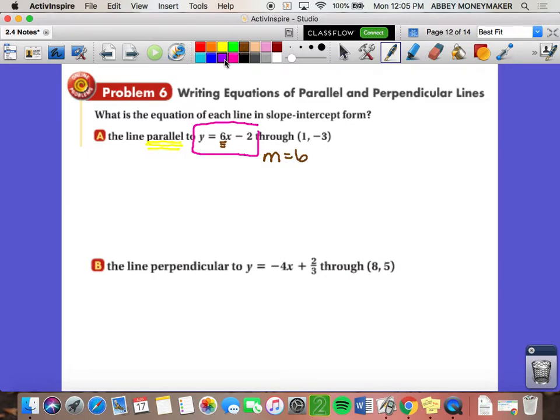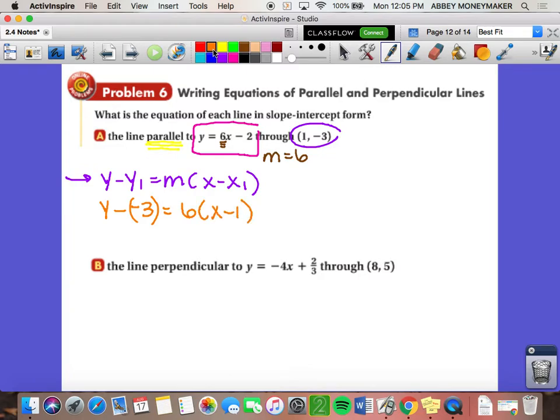So what I'm going to do now is write the new equation with this slope and this point. So if I'm going to have a point and a slope, I have to use point-slope form. y minus y1 equals m times x minus x1. How did I know to use this equation? Because of what I was given. So I'm going to say y minus negative 3 is equal to 6 times x minus 1. I'm going to change the minus negative to plus positive. So I get y plus 3 is equal to 6 times x minus 1.